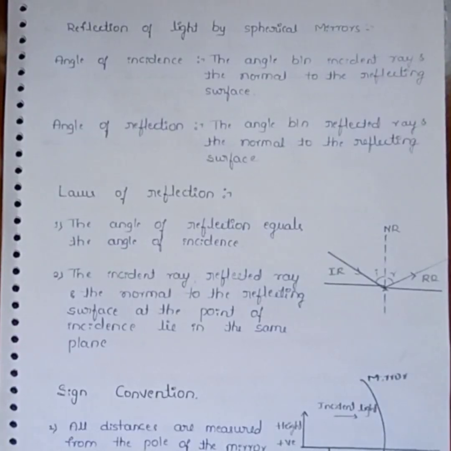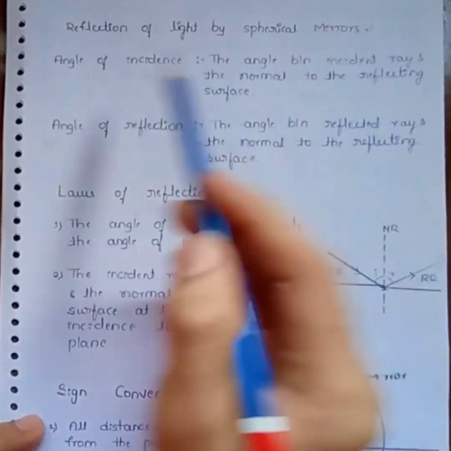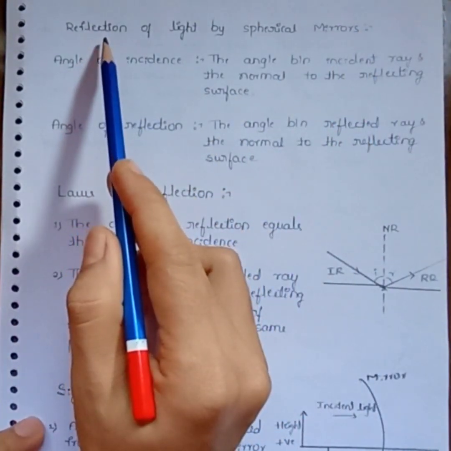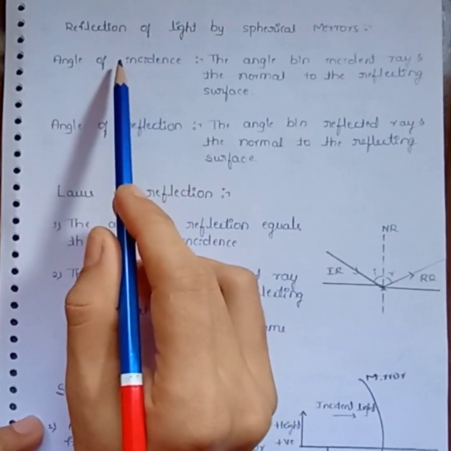Next concept, it is reflection of light by spherical mirrors. Reflection means what? That one is the bouncing back of light to the same medium.